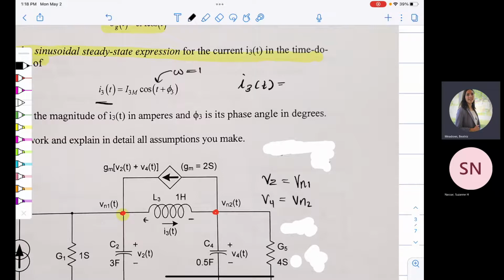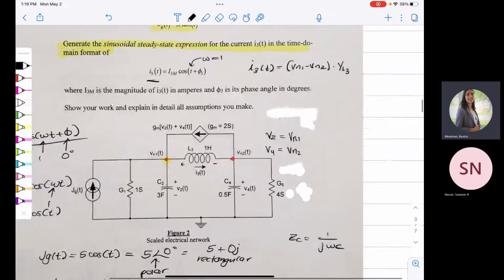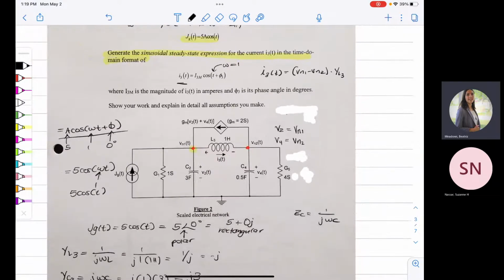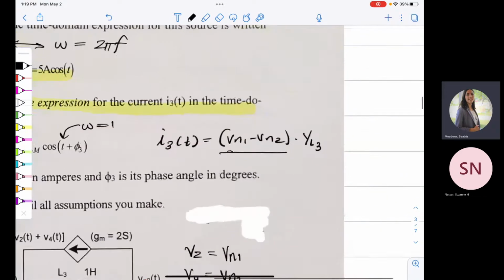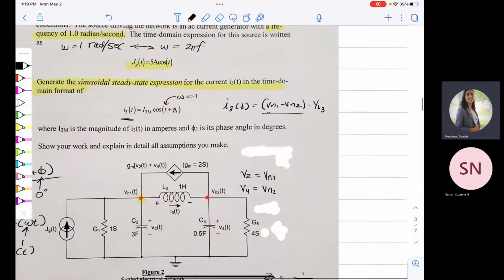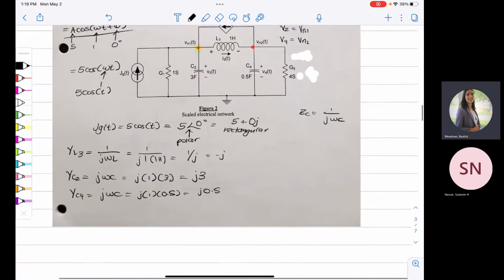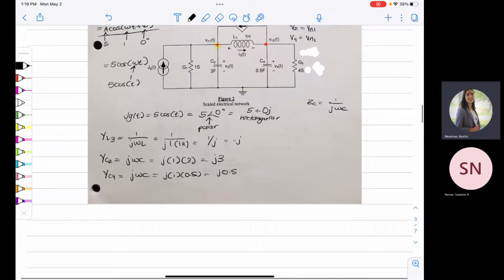Right, whoever said right. And then multiply by what? Right, exactly. So now we have that. So right now what we're going to do is find these node voltages that we want and then plug them into that equation to get the final I3 of t. So we can start generating our matrix.